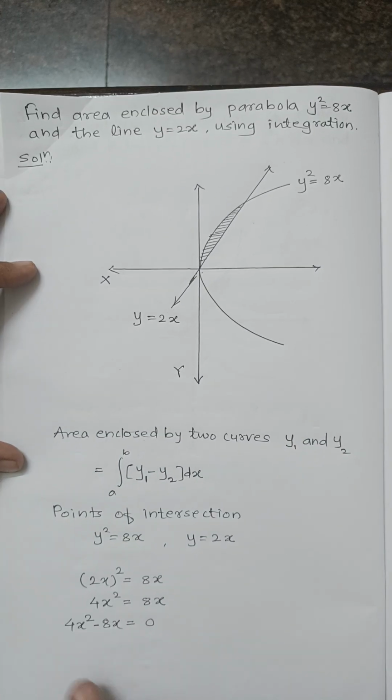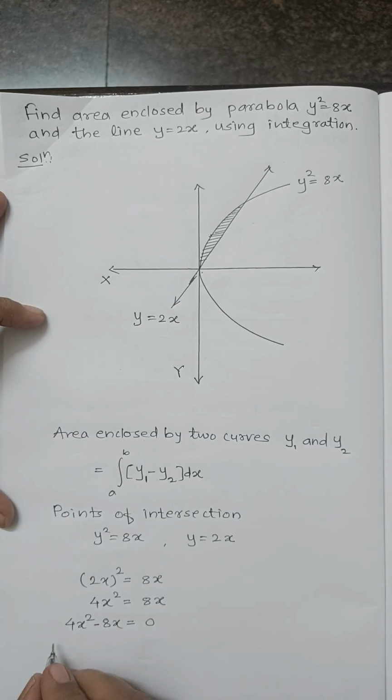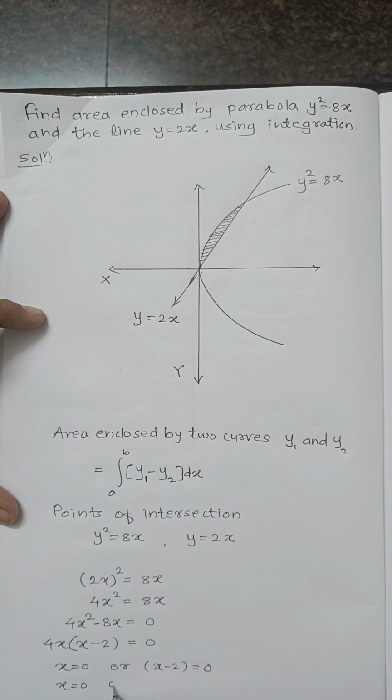Now we can take 4x as common from these two terms. If we take 4x as common, from 4x square only one x will remain, and from 8, when 4 is taken common, 2 will remain, so 4x times (x minus 2) is equal to 0. Now the product of these two terms is 0, 4 cannot be 0, therefore either x is equal to 0 or x minus 2 is equal to 0. That is, x is equal to 0 or x is equal to 2. This is the limit of x.